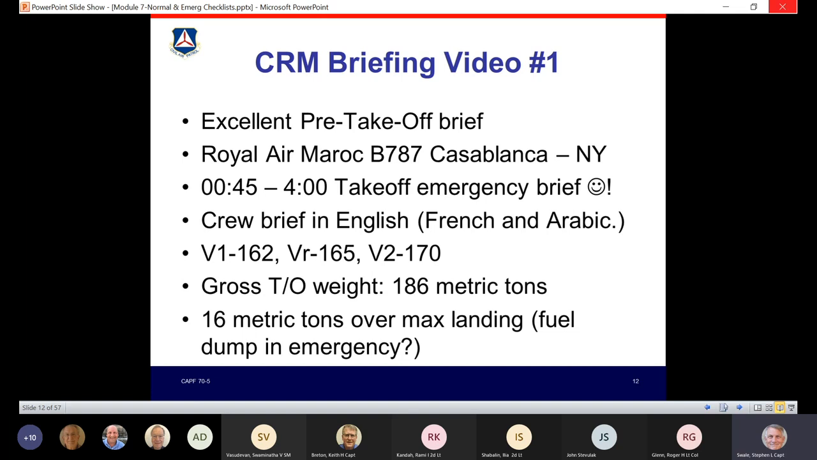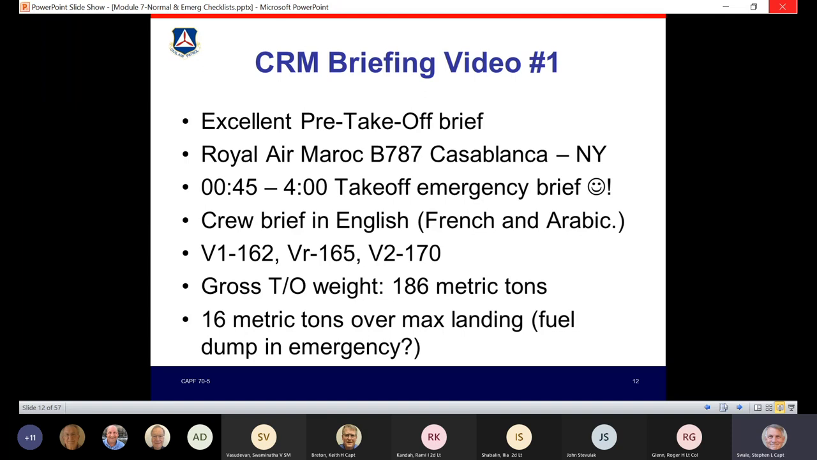V1 is 162 knots. VR for this particular flight is 165, and V2 is 170. So V1 is essentially refusal speed for this plane, where once you reach that, you're pretty committed to taking off because there's not enough runway left. And V2 is the speed that you need so you can actually climb, just for reference.